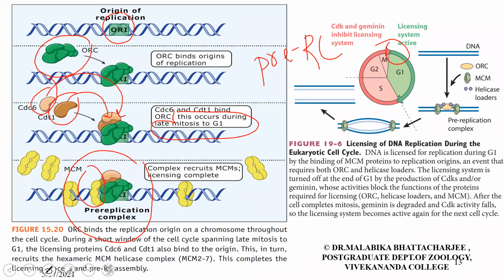As you can see, this is a form of a licensing system that licenses the DNA and tells when to start replication. What happens next is that the moment the pre-replication complex is formed in early G1, the complex sits in this manner and the cell passes through the G1, crosses the restriction point and is on the verge of entering the S phase.